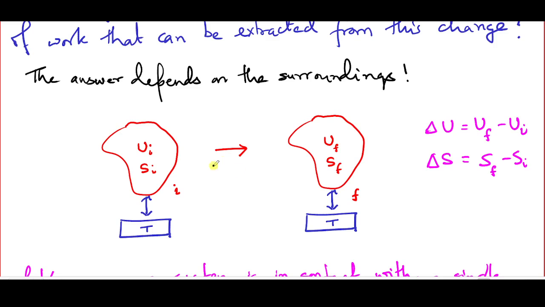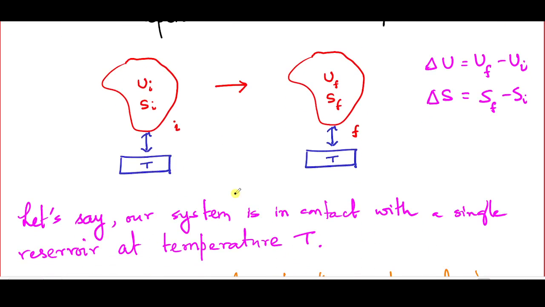And let's say this system, as this evolution is taking place, is interacting with one reservoir and one reservoir only. So the heat exchange, if any, occurs with only this one reservoir at temperature T. So this is the setup in which I am going to state the available work theorem.